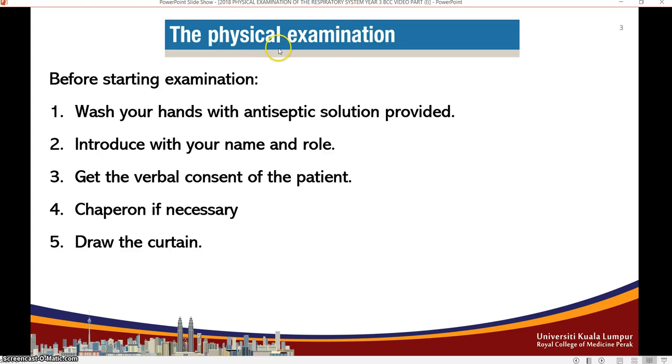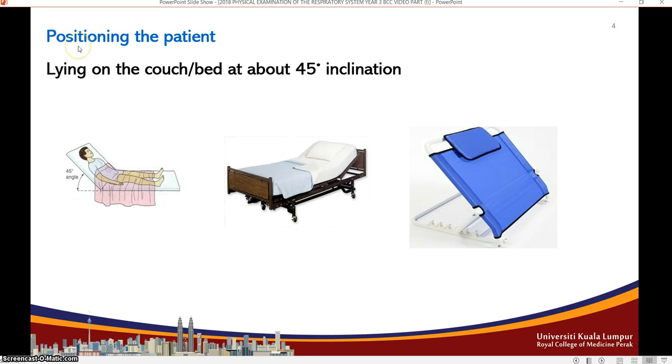The physical examination. Before starting the examination: 1. Wash your hands with the antiseptic solution provided. 2. Introduce yourself with your name and role. 3. Get the verbal consent of the patient. 4. Chaperone if necessary. And 5. Draw the curtain. Positioning the patient: lying on the couch or bed at about 45-degree inclination.